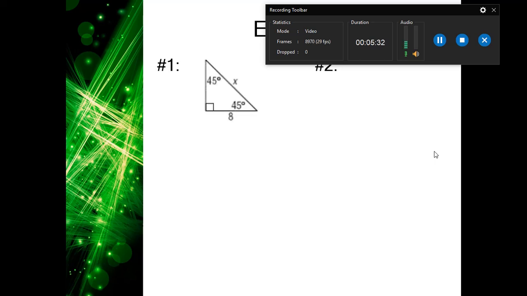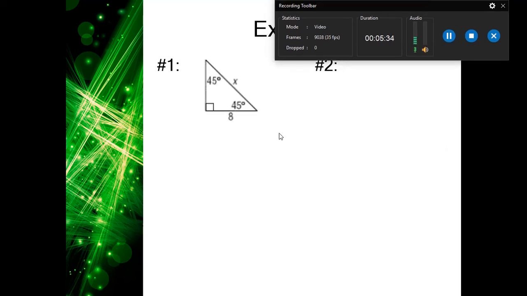So let's try some. For example, number 1, I can clearly see this is a 45, 45, 90 right triangle. One of the legs is 8. Remember, you can pause the video at any time if you want to try the examples before I reveal the answer. But I know that the hypotenuse should just be 8 radical 2.